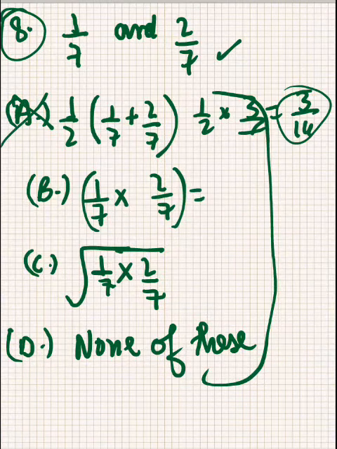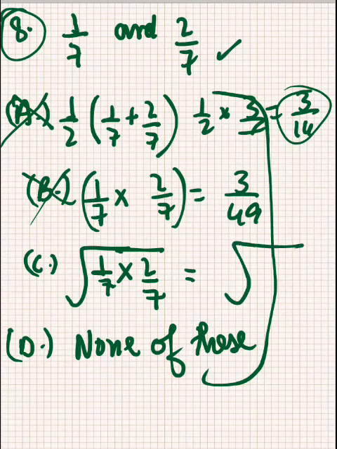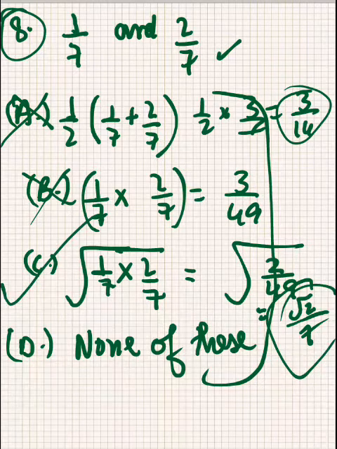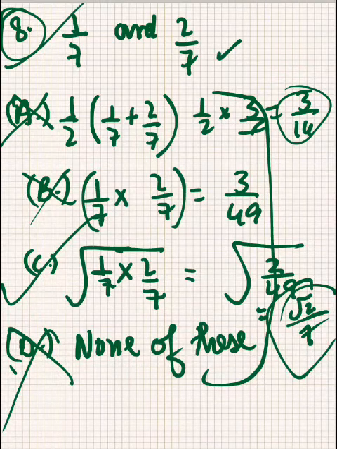After that, when we calculate this, it will be 3 by 49. So it's again a rational number. After that, when we calculate this, it will be equal to 2 by 49. Again, it will be equal to root 2 by 7. So this is a rational number, hence none of these is the option. So for the 8th question, C part is the correct option.